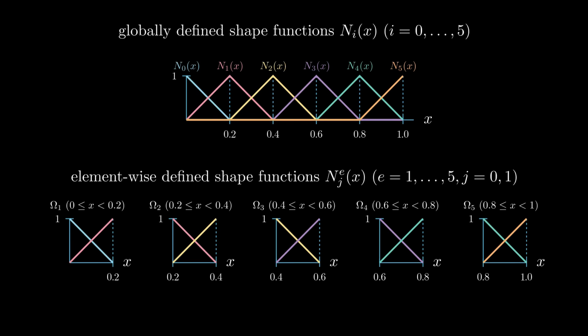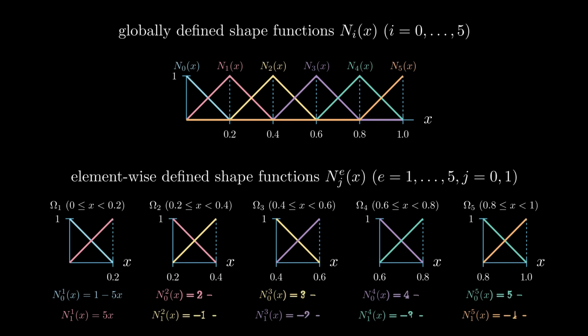But let's be more concrete. For the first element, we define the two shape functions N^1_0 and N^1_1. They are defined such that they are 1 at one node of the element and 0 at the other node. We define such shape functions for every element.